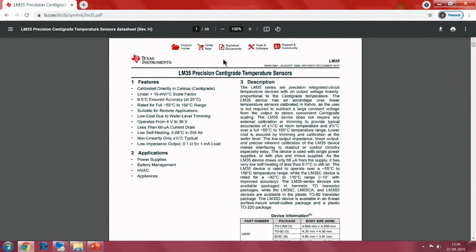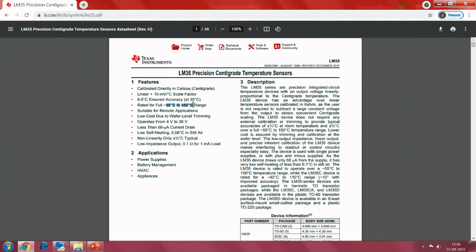From the data sheet, we can see that it is linear, and the scale factor, which is nothing but sensitivity, gives the relationship between input and output, or in other terms, the rate of change of output divided by the rate of change of input. The output is in millivolts, whereas the input is a temperature, right? This is a temperature sensor, so the input is a temperature. That's the reason you will see 10 millivolt per degree centigrade, and the accuracy of this sensor is 0.5 degree at 25 degrees centigrade, and the full range is minus 55 to 150.